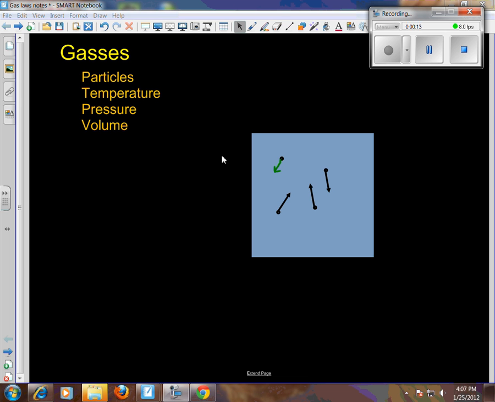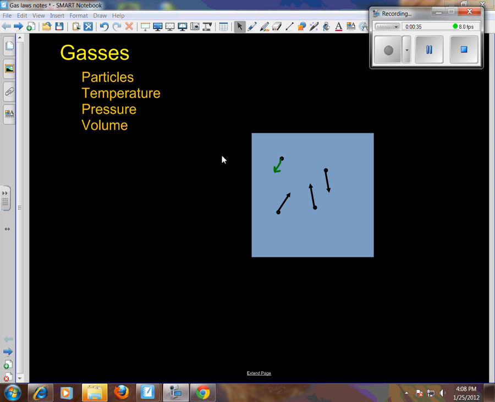One of the first things that we have to do is recognize that gases are made of atoms or molecules. Oxygen is O2, hydrogen H2, carbon dioxide, nitrogen, which is N2. These are basically particles that are flying around inside a container. Could be the classroom, could be a beaker, could be a lot of different places.